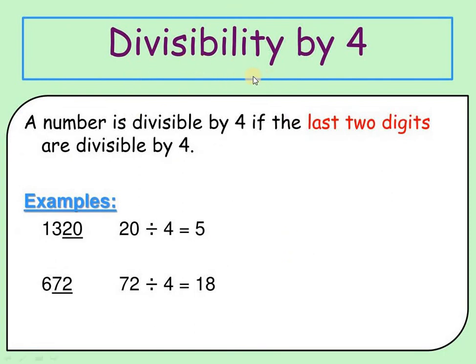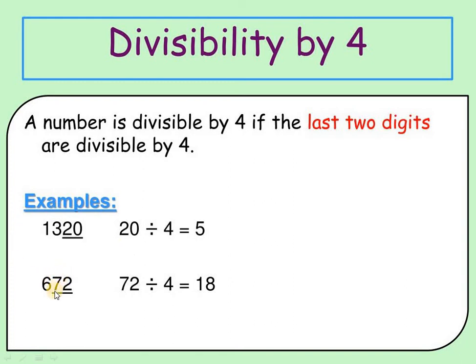What is the divisibility rule of 4? A number is divisible by 4 if the last 2 digits are divisible by 4. What are the last 2 digits in it? 1320. So it means 20. 20 must be divided by 4, which will give you 5. So in this way we can say yes, it is divisible by 4. Without dividing it, we can see the last two digits, and we can say yes, it is divisible by 4.